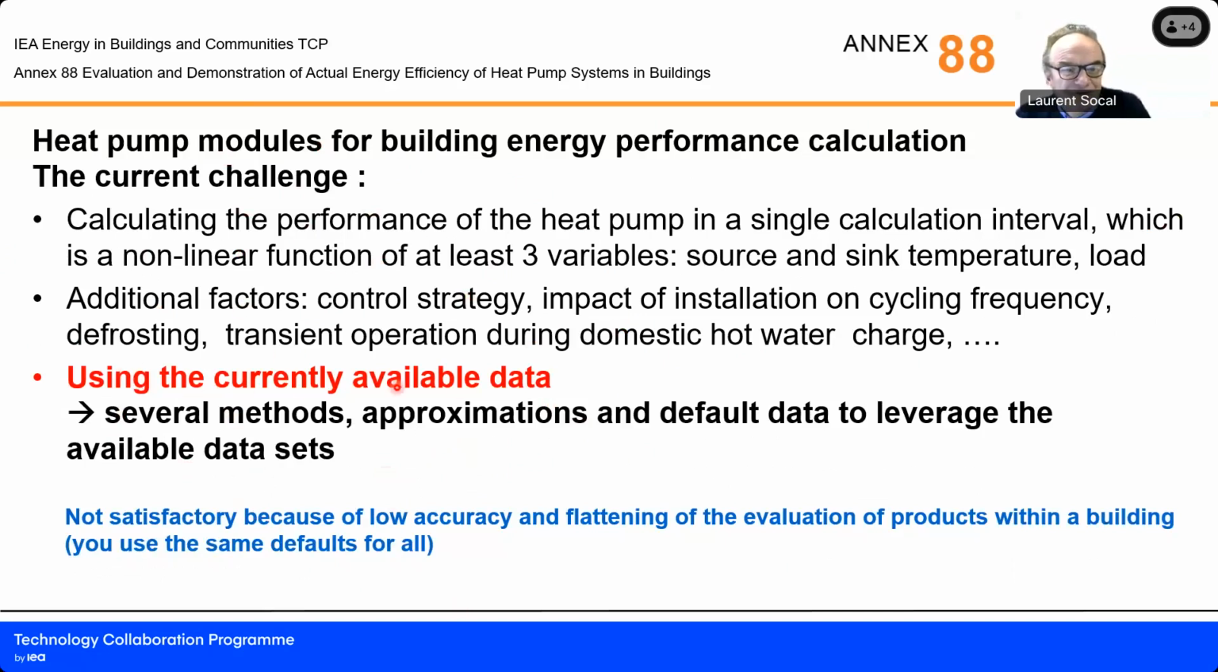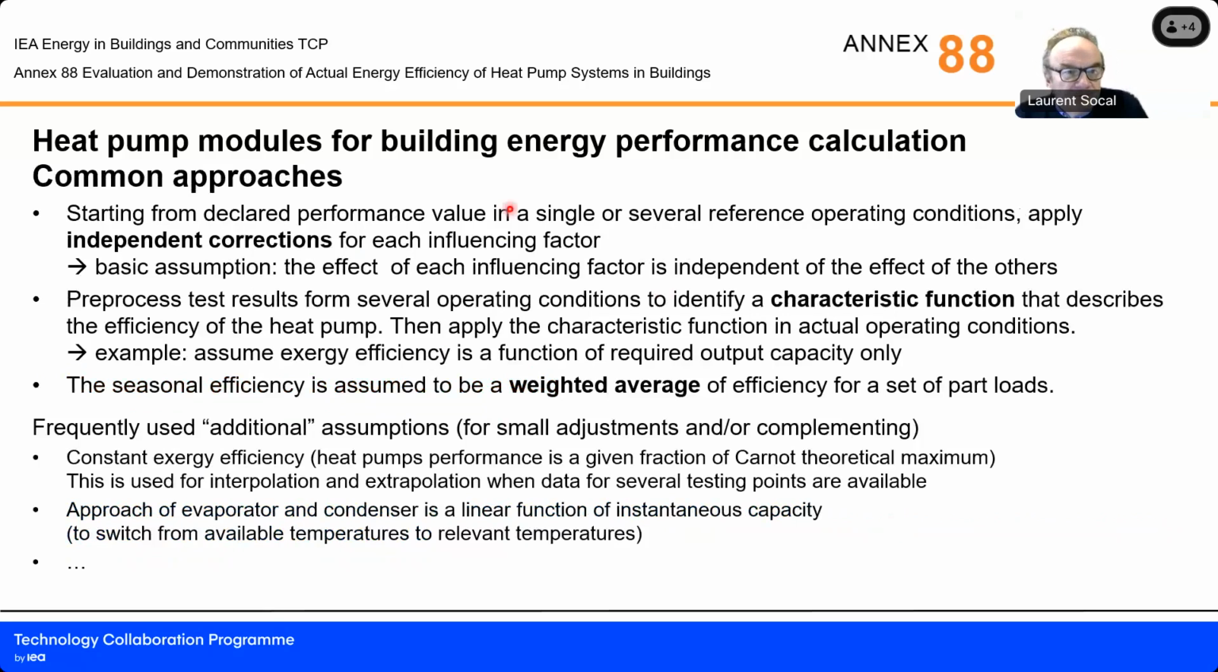So, and using the currently available data is not really satisfactory, because of course you have to go down to compromise, and you make a lot of assumptions, and all assumptions are flattening the evaluation of products. So all products are the same when you make a common evaluation. And common approaches. So what happened? You can see at all, we will see very briefly at all the calculation methods that are available now. And I think some common approaches emerged.